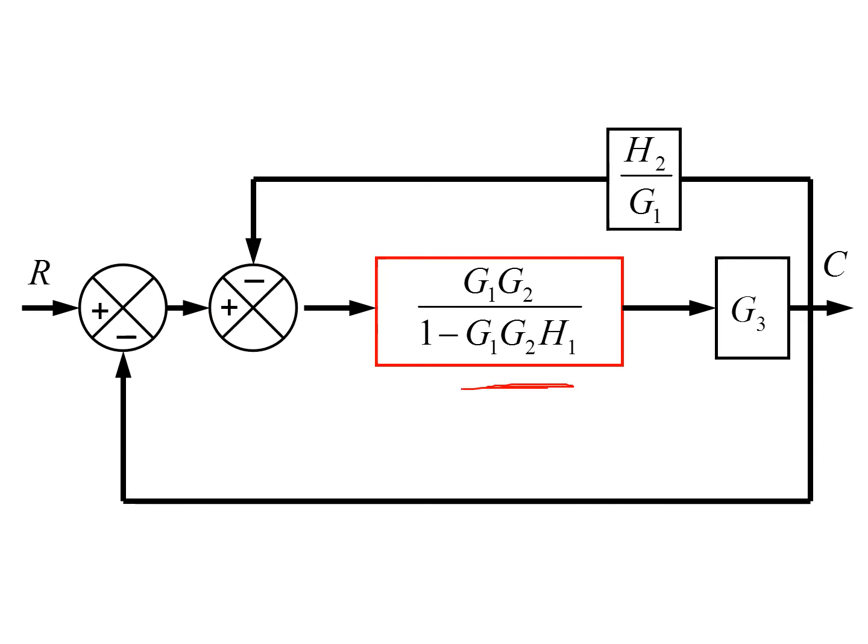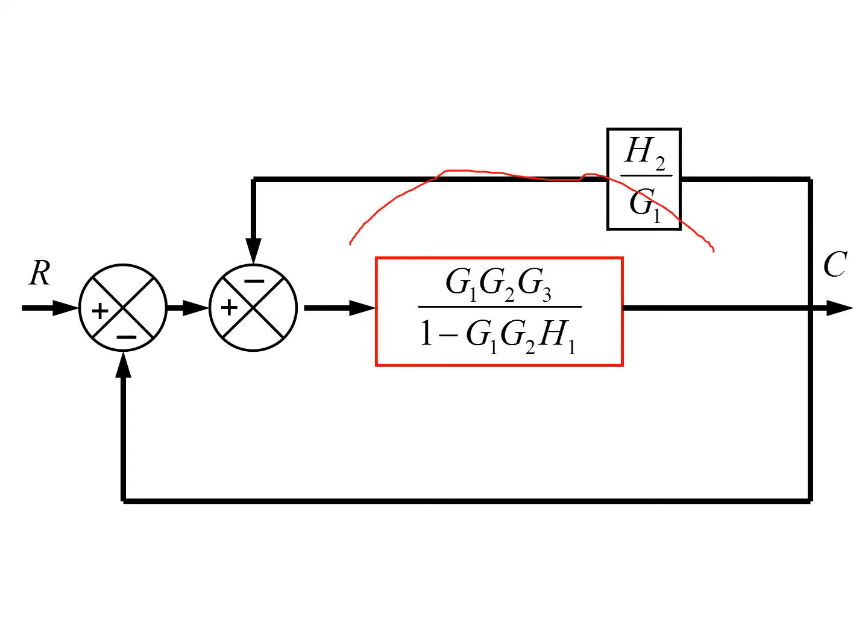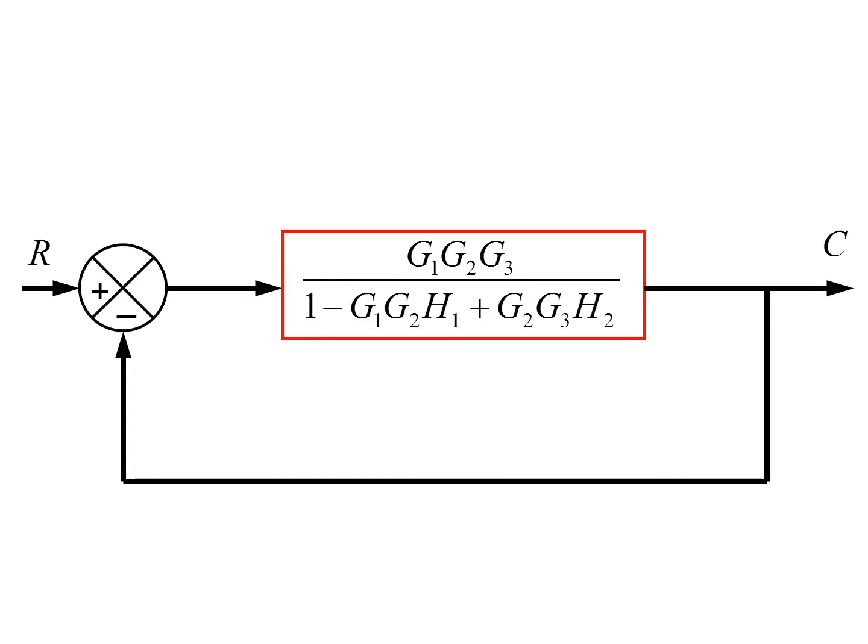That is G1 G2 by 1 minus G1 G2 H1. Now these two blocks are connected in cascade. Again, by replacing these two blocks with a single block, we get G3 into G1 G2 by 1 minus G1 G2 into H1. Again, this is a feedback loop, and we can replace this feedback loop. By replacing that feedback loop, we get this one.